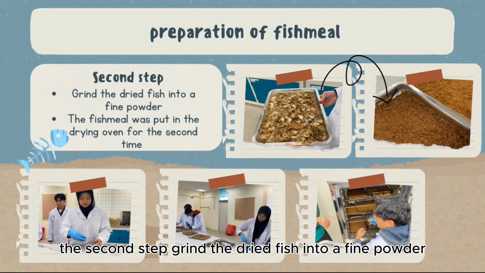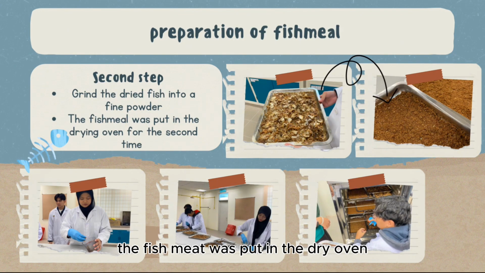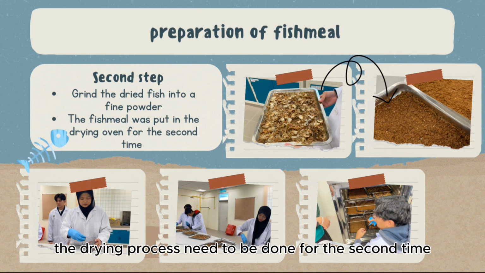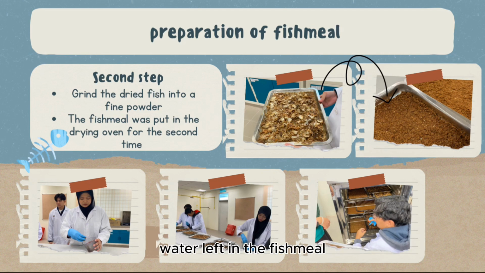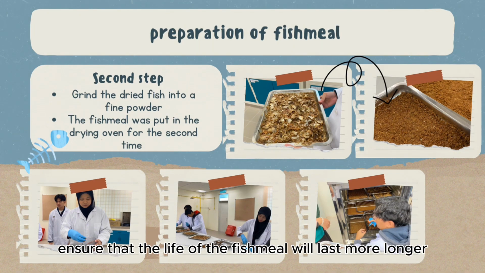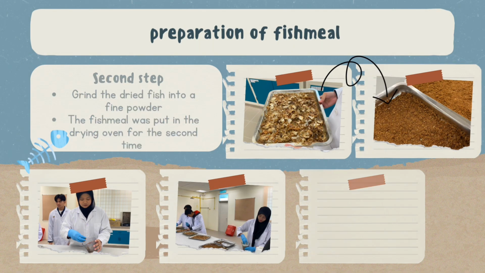The second step: grind the dried fish into a fine powder. The fish meal was put in the drying oven for the second time. The reason why the drying process needs to be done a second time is to make sure that there is no water left in the fish meal. This process will ensure that the life of the fish meal will last longer.